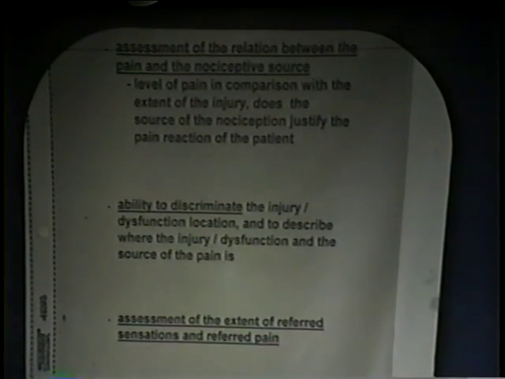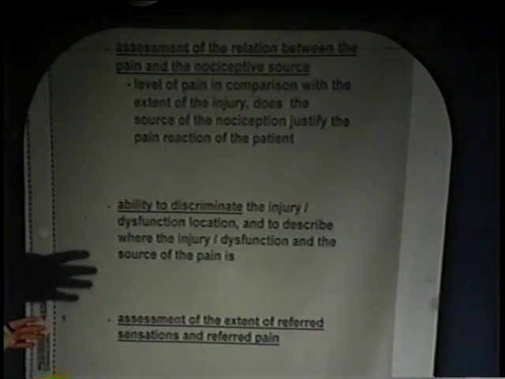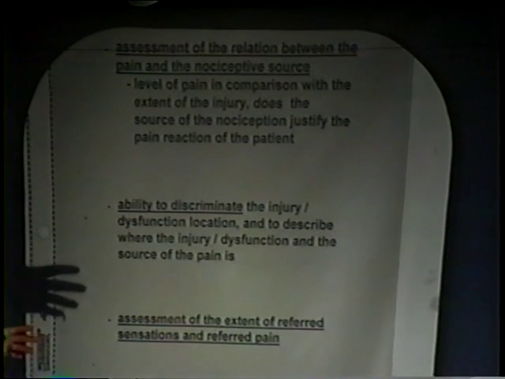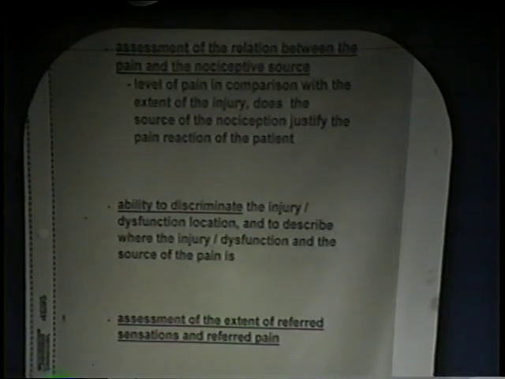Ability to discriminate the injury or the dysfunction location, and to describe where the injury, dysfunction, and the source of the pain is. Can somebody describe to you, to us, where the pain is? And of course we know with the shoulder it's harder to do because we have a low innervation per surface unit. But we can try to determine somewhere if it is related or not.